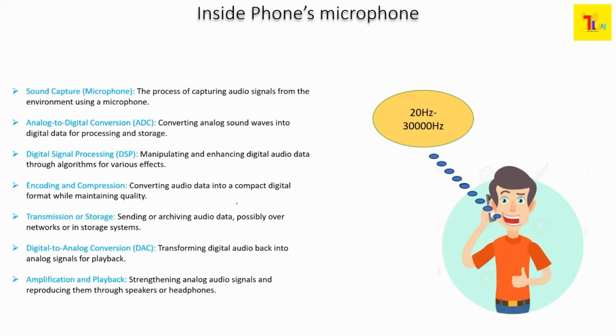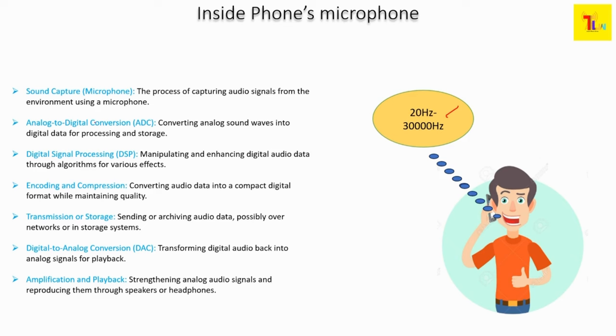So what happens inside the phone's microphone? The frequency of the human voice starts from 20 hertz to 30,000 hertz. So this is voice data basically. How this voice data is converted into an electromagnetic signal, we'll discuss all those things.